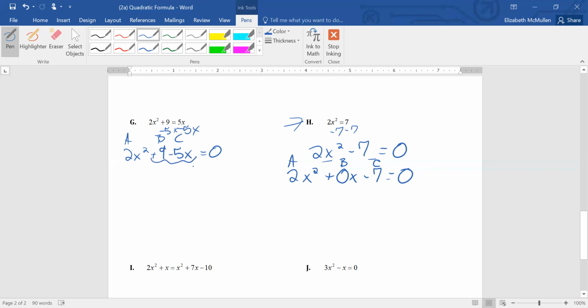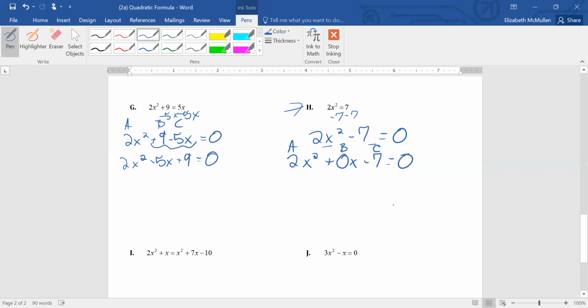You all notice this 9 and the 5x, they need to be traded. So it should always be in the order of x squared, then x, then constant. If you have it in any other order, you are not going to achieve the desired results. You are not going to get the proper answer. So make sure they're in order before you go plugging them in.